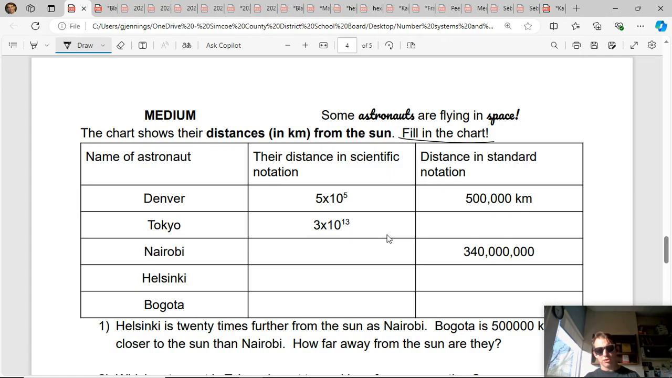Okay, 3 times 10 to the 13. So that's 3. And then I go 1, 2, 3, 4, 5, 6, 7, 8, 9, 10, 11, 12, 13. That's a lot of zeros, Mr. Jennings. That's a long way. That's like a different galaxy, I think. Gosh, that's so far away, it's dumb.